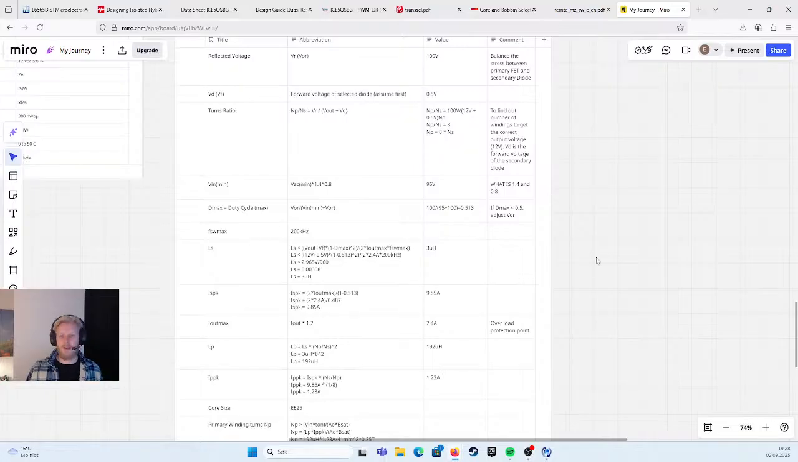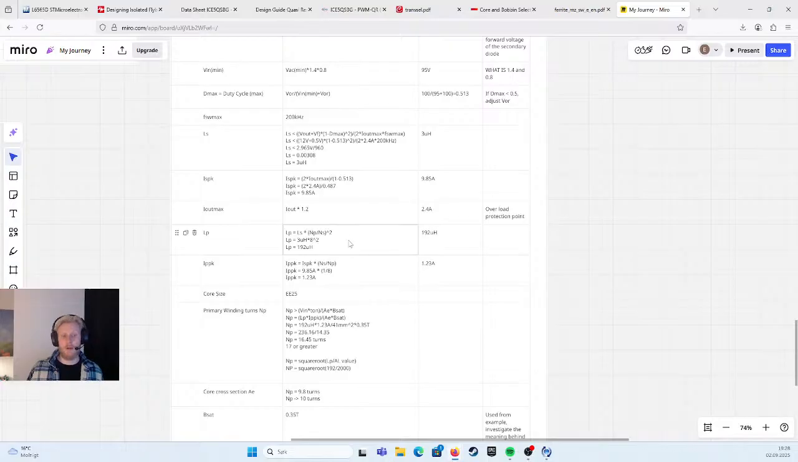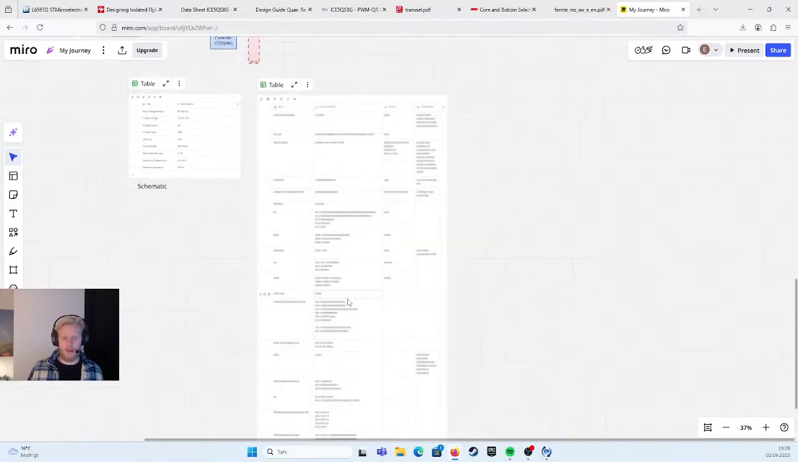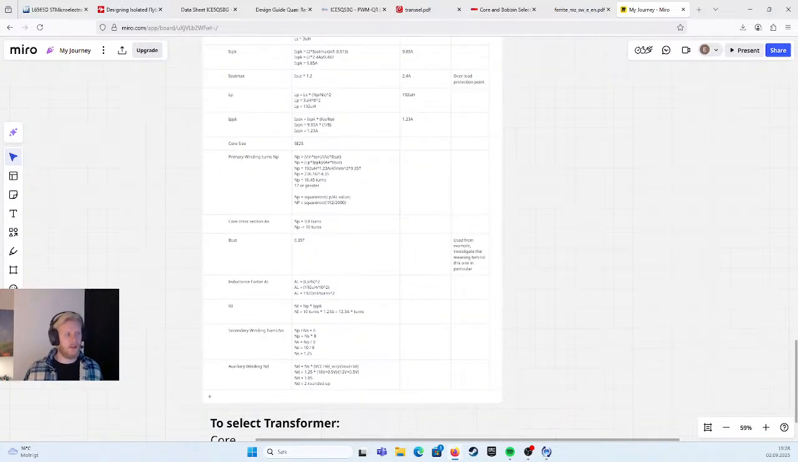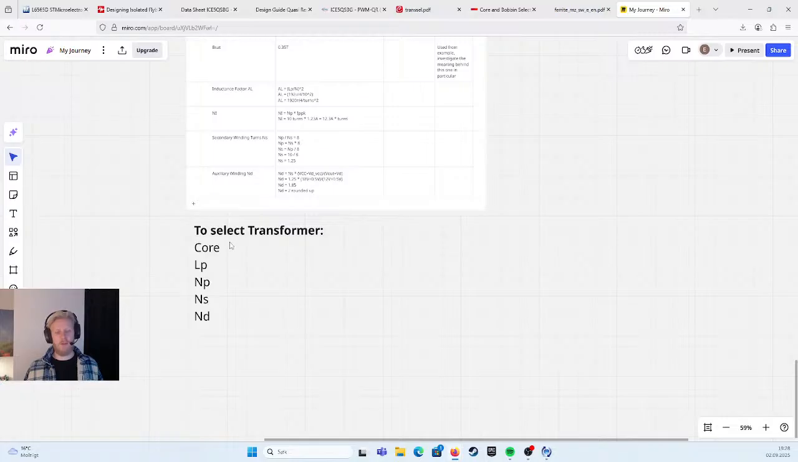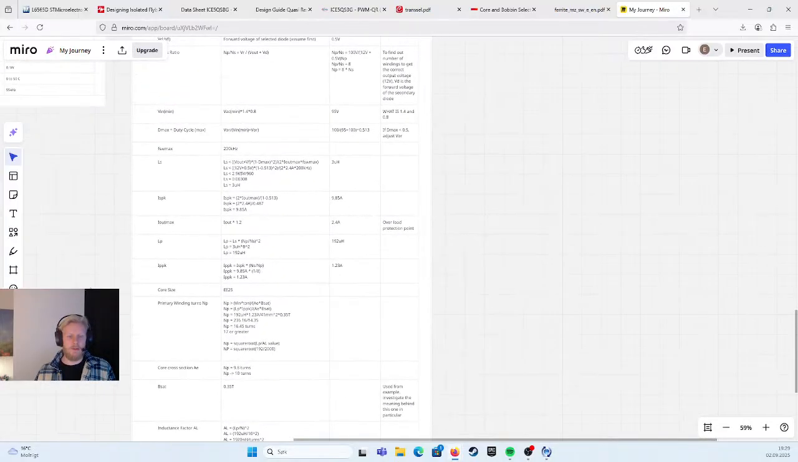And having slept on it for a couple of days now, I understand a bit more on how you choose a transformer and why it's important. And of course, you won't maybe be able to find exactly the transformer you're looking for when you calculate out all of these different turns, number of turns on primary, secondary, auxiliary, primary inductance, all that stuff.